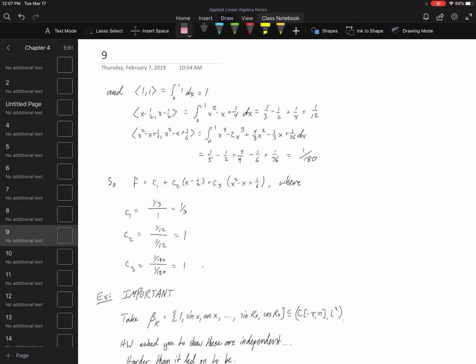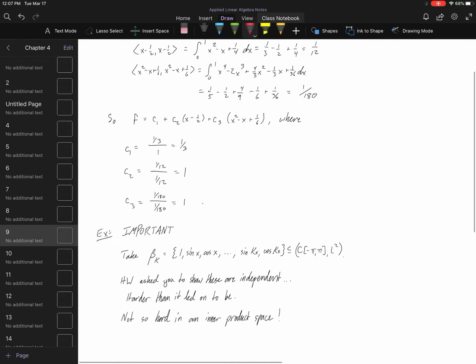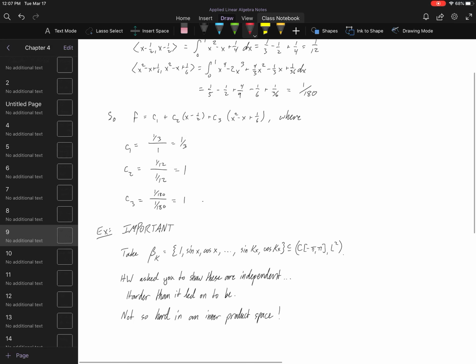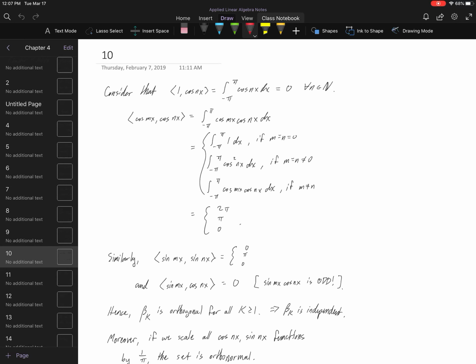Not as terrible as it seems, especially if you can have a computer do all these inner product computations for you. I wonder how we can make that happen.